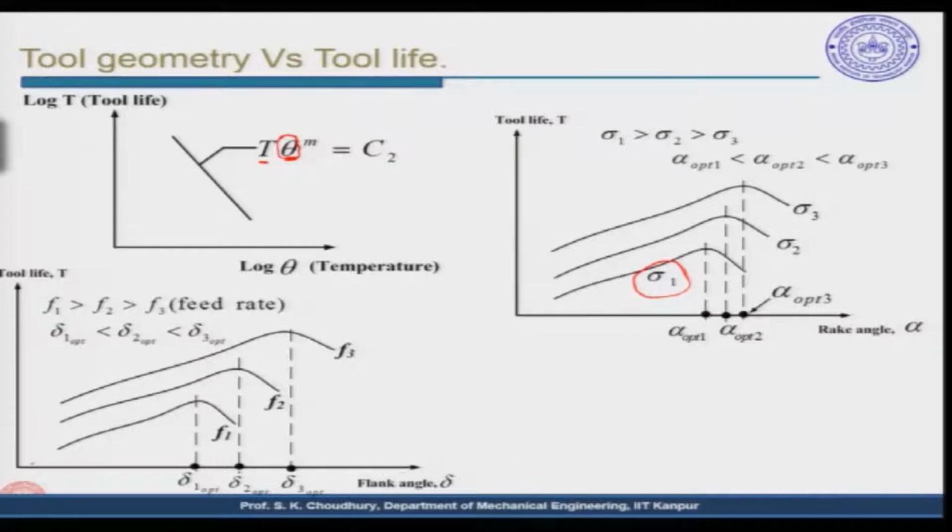As we are increasing the flank angle, initially the tool life is increasing, as we said, because the rubbing is less, but afterwards the tool again weakens and the tool life decreases. And as the feed is increasing, let us say F1 is the maximum feed, this is lower than F1, this is lower than F3. So, with that the optimum flank angle that we will be getting should be less. So, if F1 is more than F2 then more than F3, then the optimum value of the flank angle will be less, delta 1 will be less than delta 2 than delta 3.